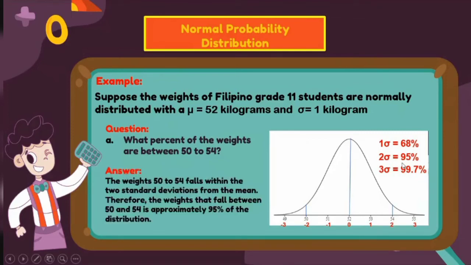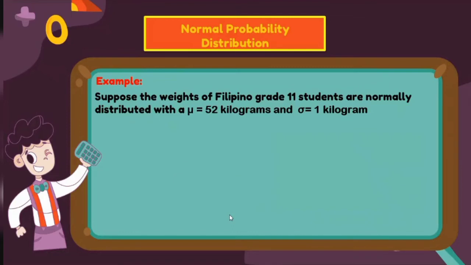So for letter A, for our answer, the weights of 50 to 54 fall within the two standard deviations from the mean, so left and right. Therefore, the weights that fall between 50 and 54 are approximately 95% of the distribution. So we're done with letter A.